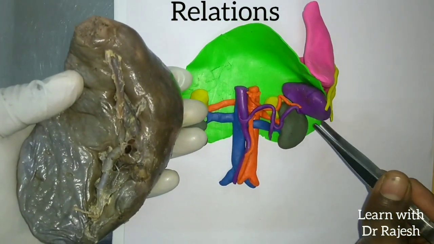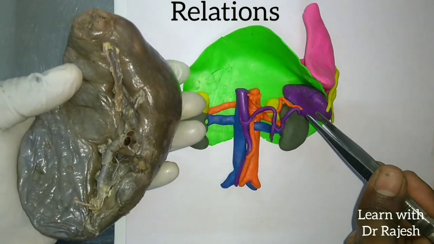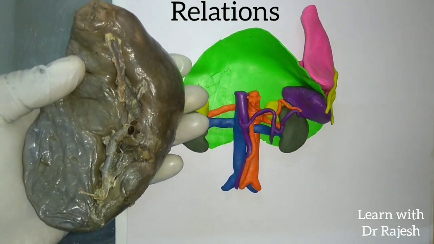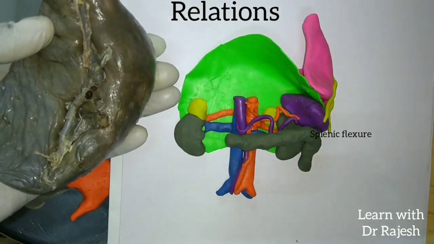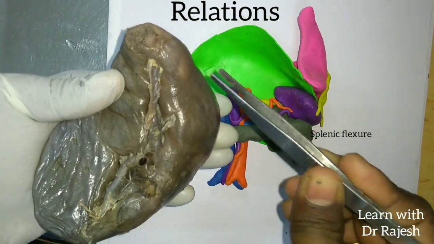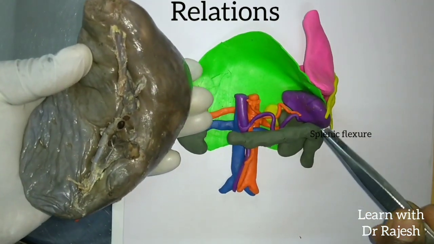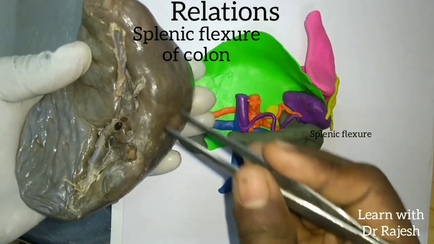So the broad anterior end, this area along the medial aspect of the anterior end, is related to the splenic flexure of the colon. So these are all the relations along the surface.